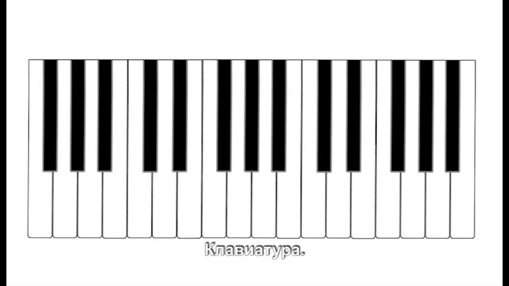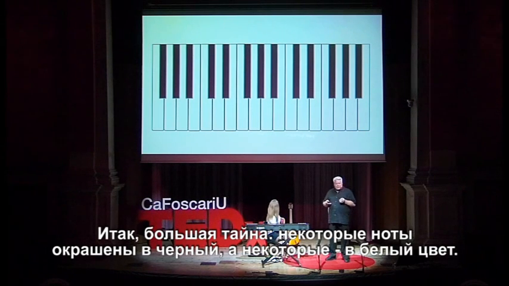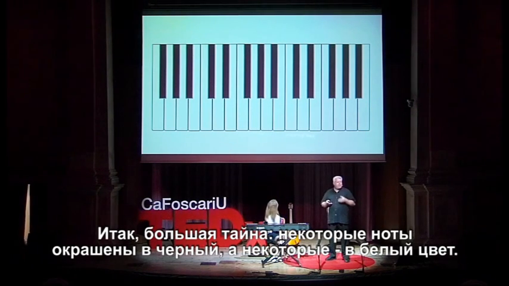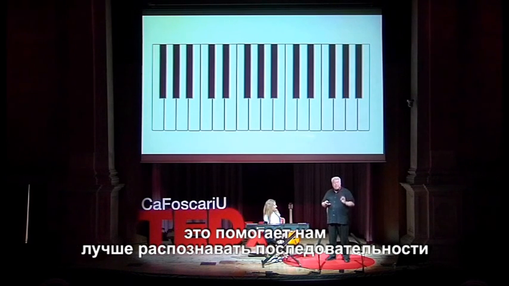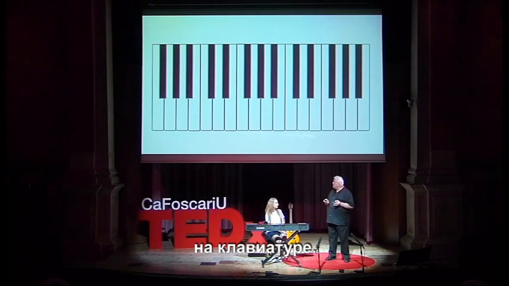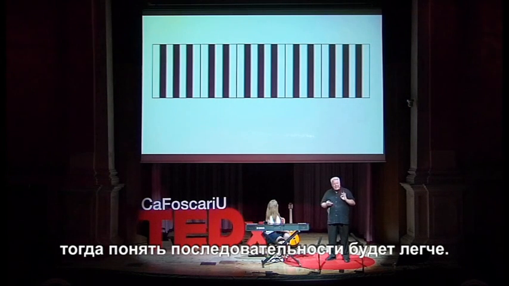Now, the keyboard. One of the big mysteries. Some of the notes are colored white, some of them are colored black. This is simply to make patterns on the keyboard easier to recognize. This is the secret. If you cut off the bottom part of the key so that they're all the same length, it's much easier to understand patterns.